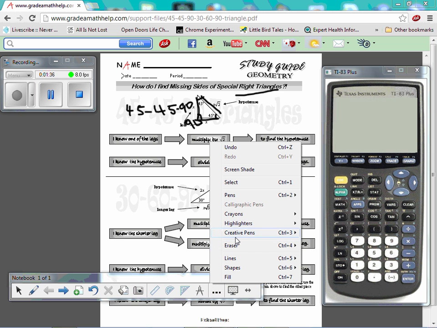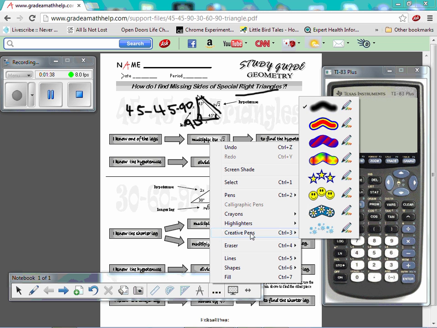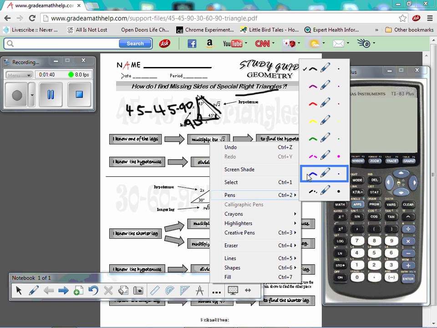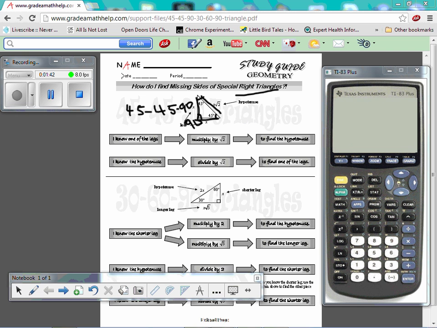Okay. So let me change my color here, and let's look at that. So the rule is if you know one of the legs, you multiply by root 2. Okay? So if you know one of the legs, you multiply by root 2. What are we going to find when we multiply one of our legs by root 2? We're going to find the hypotenuse.